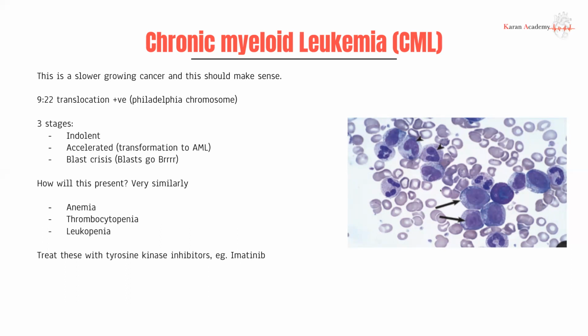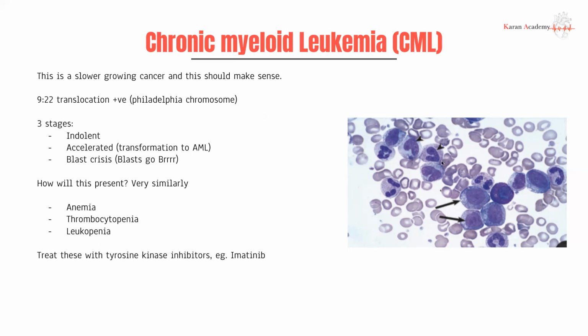It has 3 stages. It has an indolent stage, kind of where it's in the background, doesn't really do much in that chronic stage, low level of replication. Then for some reason, it can pick up quite rapidly, and you can actually have a transformation into an acute stage. So you can actually go from CML to AML. And then you can have a blast crisis where, again, you've infiltrated the bone marrow with so many blasts that your bone marrow starts failing.